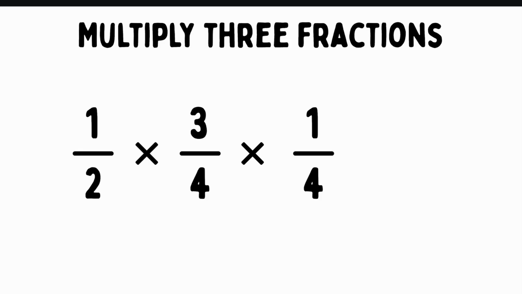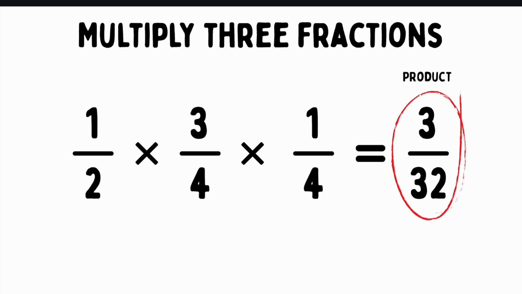Let's multiply the numerators. We have 1 times 3 is 3, and 3 times 1 is 3. Let's multiply the denominators. 2 times 4 is 8, and 8 times 4 is 32. The product is 3/32.